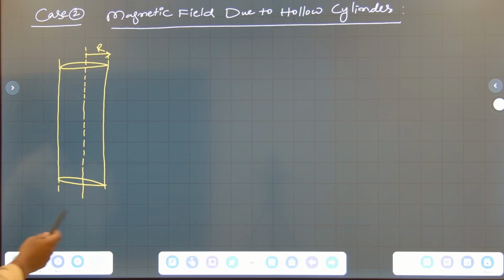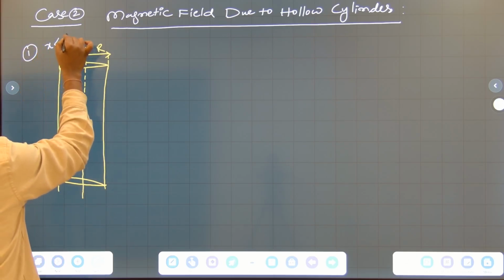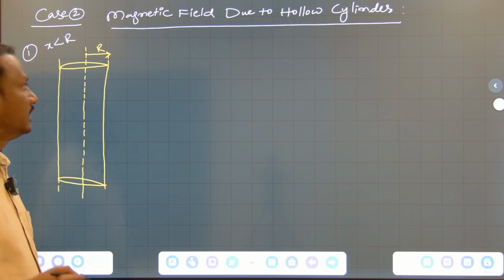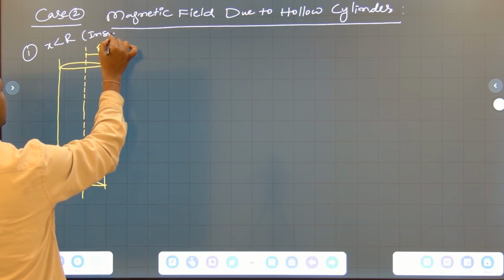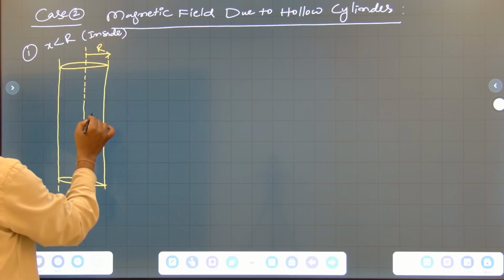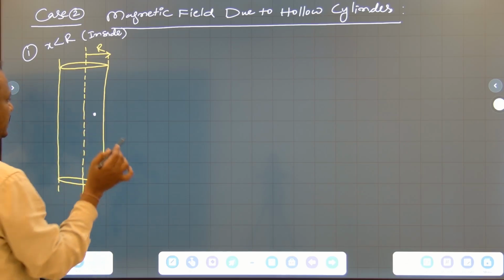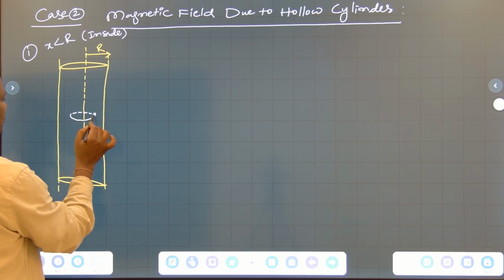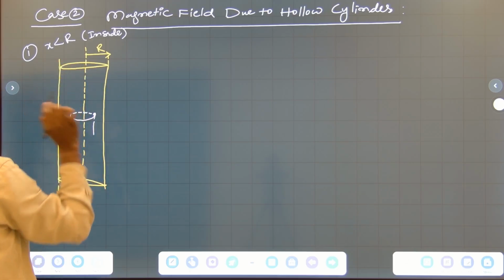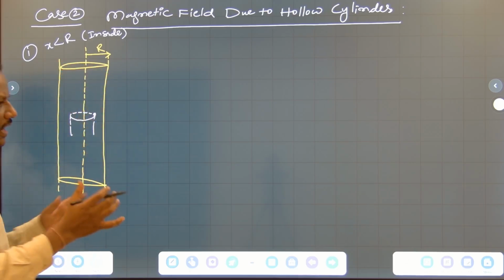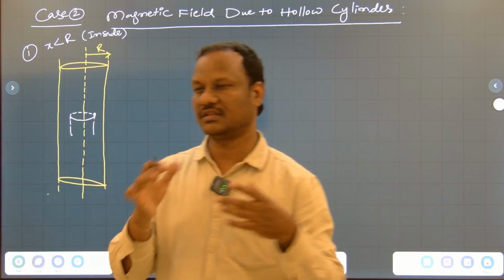Very first case, case 1: x is less than R. X less than R means inside or outside? It's inside. So you choose a point which is less than R and draw the Amperian surface like this. The current through this surface, you can observe, is only on the surface of the cylinder.